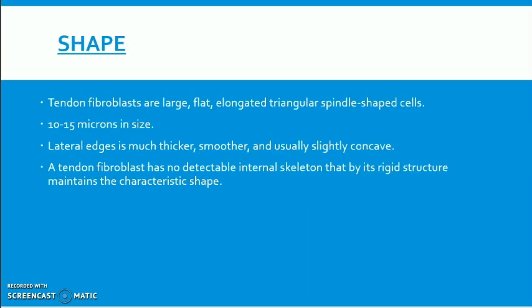With regards to the shape, tendon fibroblasts are large, flat, elongated, triangular, spindle-shaped cells. They are 10 to 15 microns in size. Every 1,000 microns equals a millimeter. Their lateral edges are much thicker, smoother, and usually slightly concave. A tendon fibroblast has no detectable internal skeleton that by its rigid structure maintains the characteristic shape.